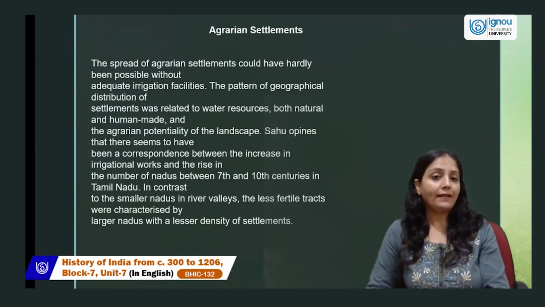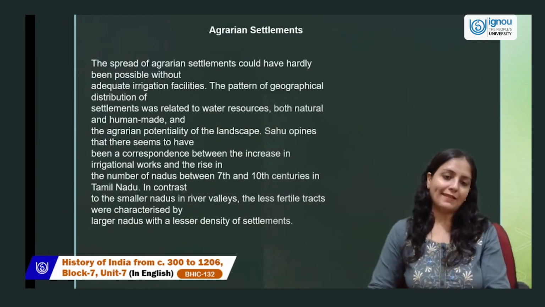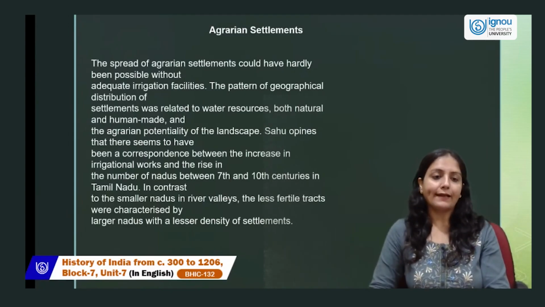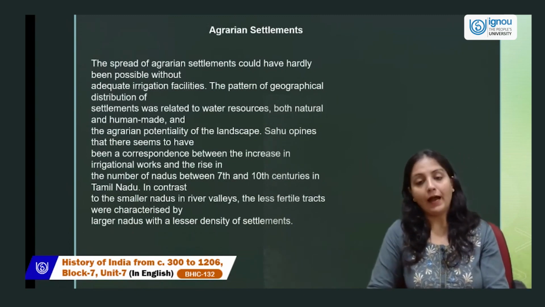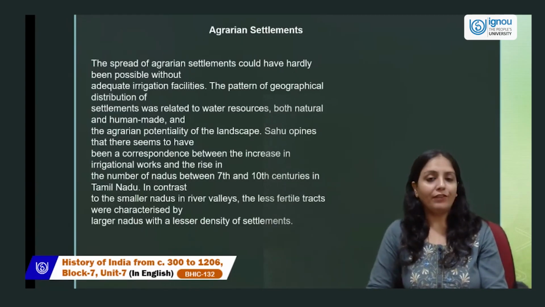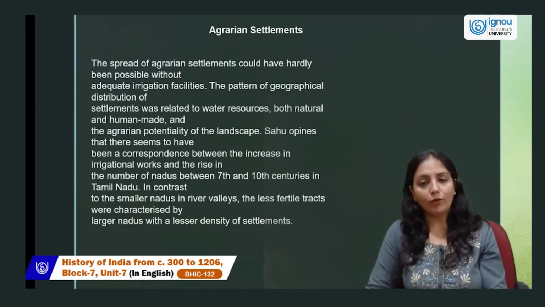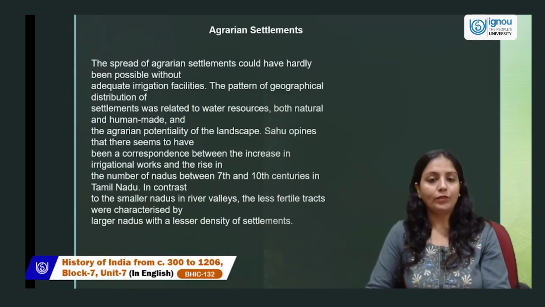Sahu opines that there seems to have been a correspondence between the increase in irrigation works and the rise in number of nadus between 7th and 10th centuries in Tamil Nadu. In contrast to smaller nadus in river valleys, the less fertile tracts were characterized by large nadus with a lesser density of settlements. Nadus means villages. They need both natural and human-made water resources to give irrigation to their lands.